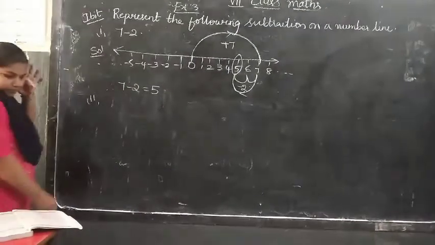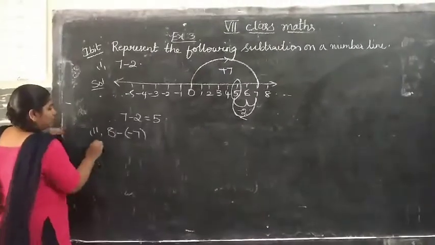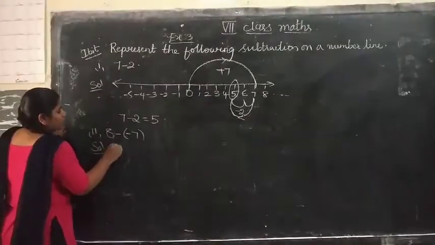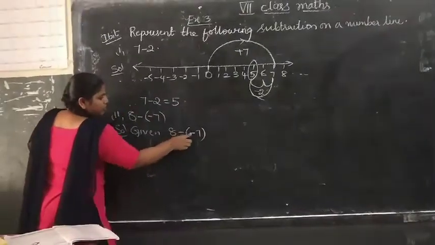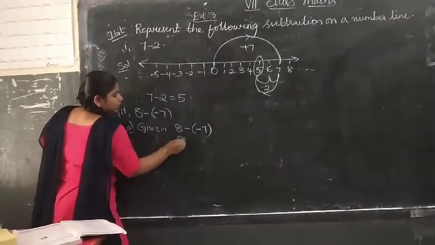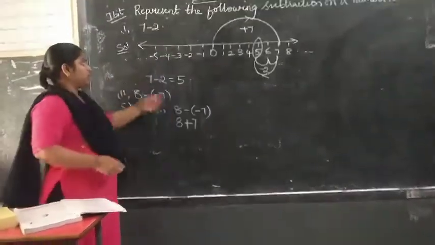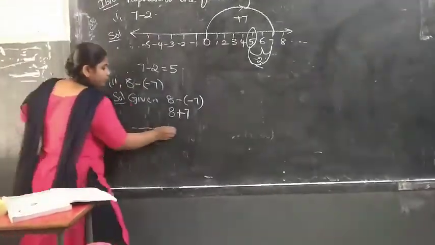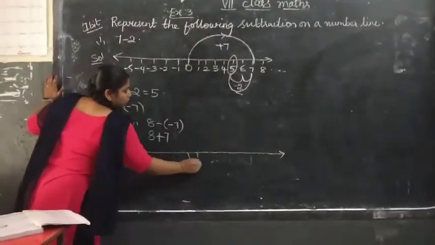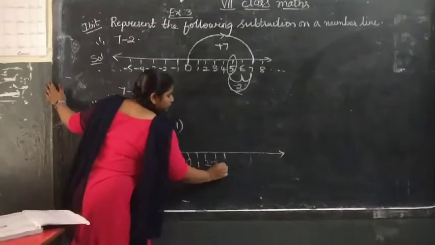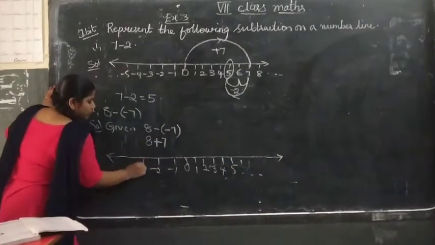Next one, 8 minus of minus 7. Given 8 minus of minus 7. Double sign we make it into single sign first. 8. Minus into minus is plus 7. So this is also in the same way you have to draw a number line. So do this one as homework. All on right side all positive numbers, on left side all negative numbers. Continue this one as homework.